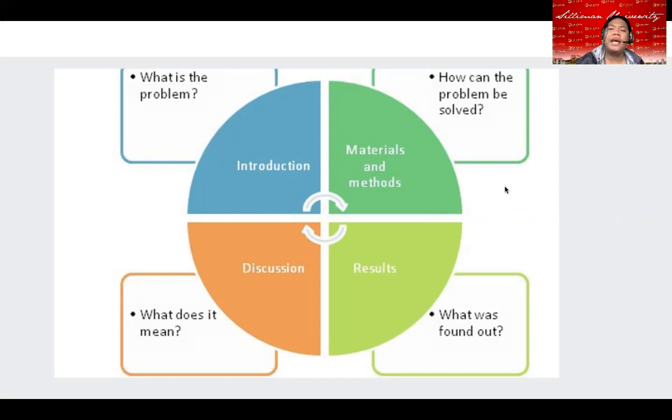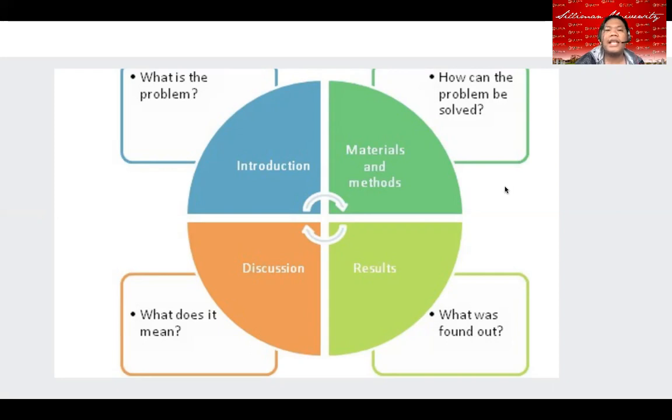All right. And then the next is your materials and methods, or the methodology part. Here you explain how the problem can be solved. For instance, what kind of research design are you going to use? What will be the research procedure? What will be the ethical considerations? Who are the participants of the study? Or if you are doing an experimental study, what will be the subjects of the study? Will you be using instruments? Will you be using apparatus? Will you be using tools?